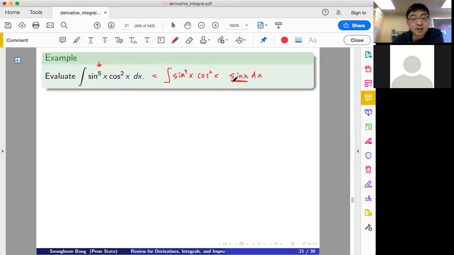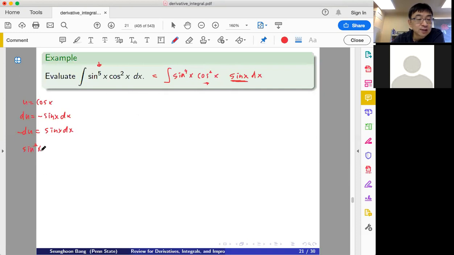You save the sine; in this case, u is the other one, cosine. So u equals cosine x, and du is the cosine prime, negative sine x dx. So we can multiply by -1: negative du equals sine x dx. So u equals cosine, and this is u squared. How can you change sine to the 4th in terms of u? You have to use an identity.